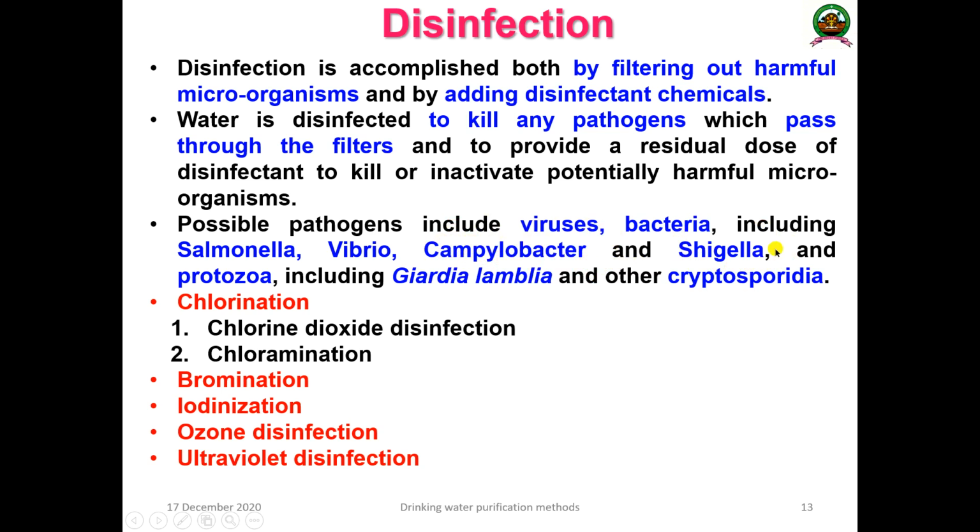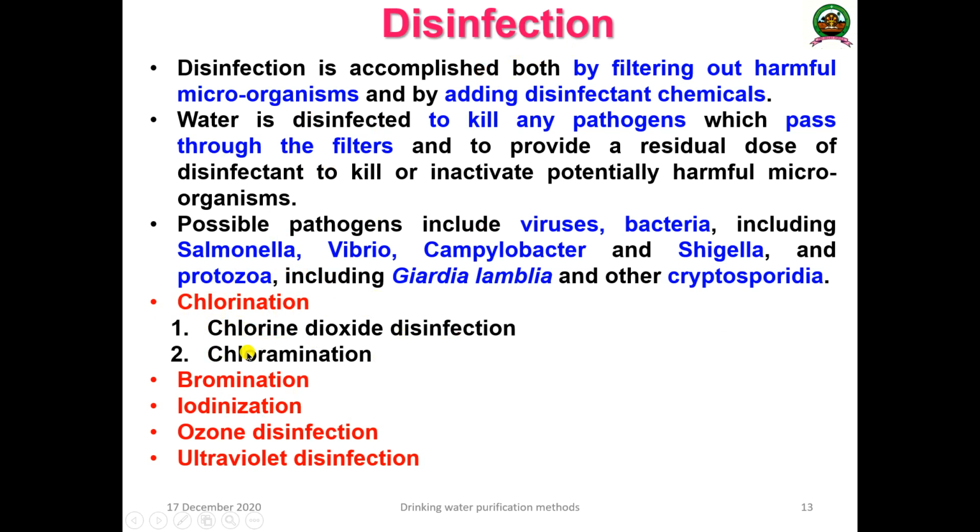And the bacteria that causes dysentery, that is Shigella. And there are protozoa, like giardiasis. We have already discussed Giardia lamblia and Cryptosporidium. All those things we have already seen. These can be removed by using disinfection. The main disinfection is the addition of chlorine or a chlorine derivative, that is known as chlorination.